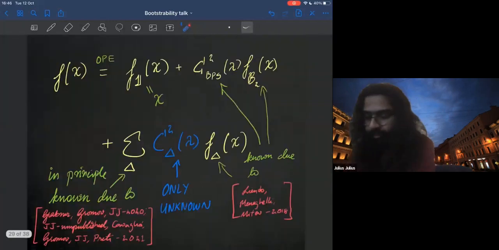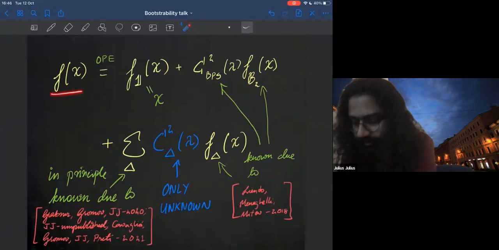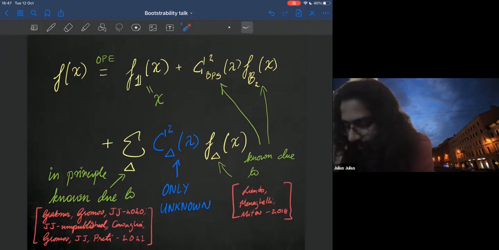So yeah, let me show you the OPE. You can write f of chi, do the operator product expansion, and then you have a number of terms. The first term is fine; it's just chi. The second term is the contribution of the B2 multiplet, and as I mentioned before, the OPE coefficient is known due to their work. They also managed to calculate the conformal blocks for this multiplet.